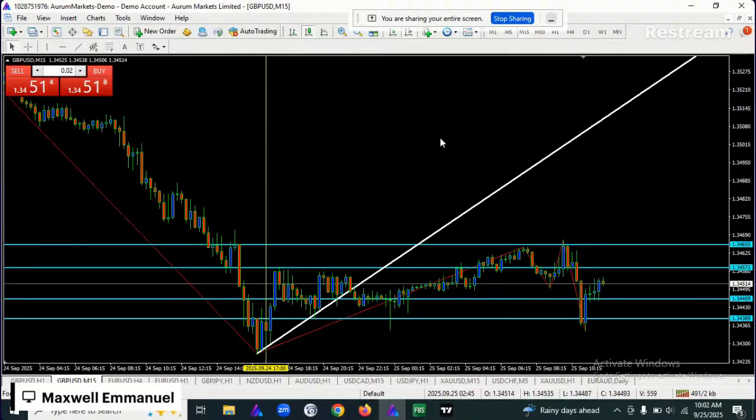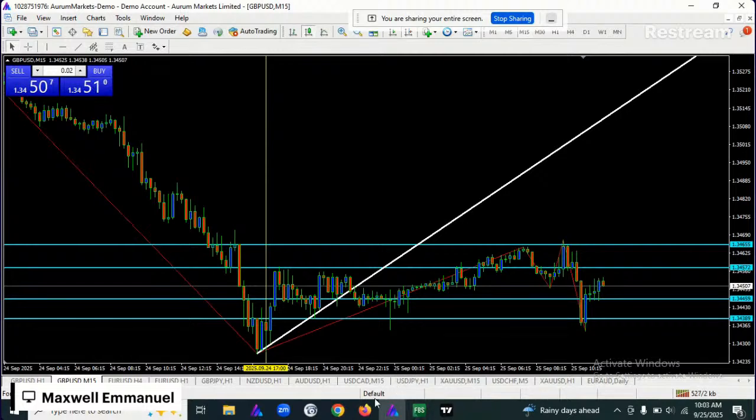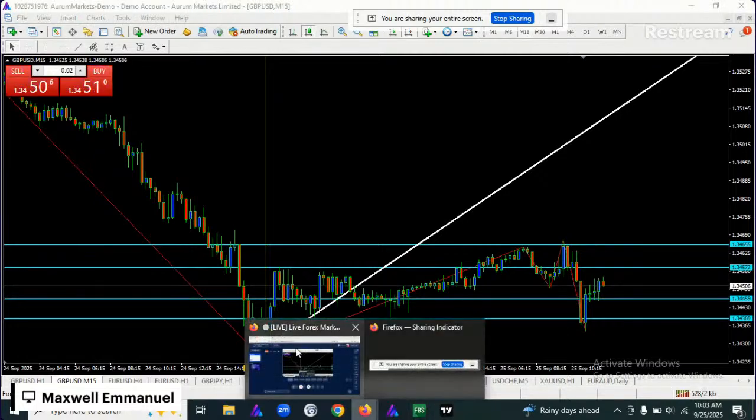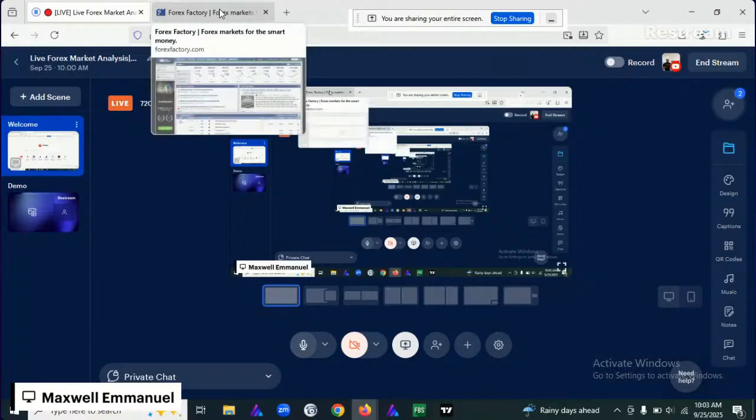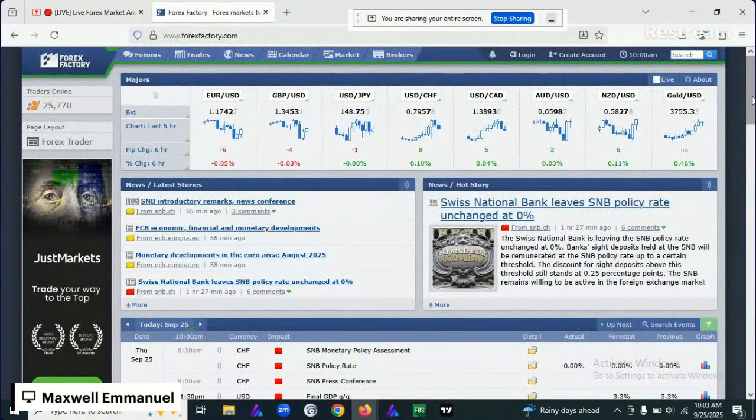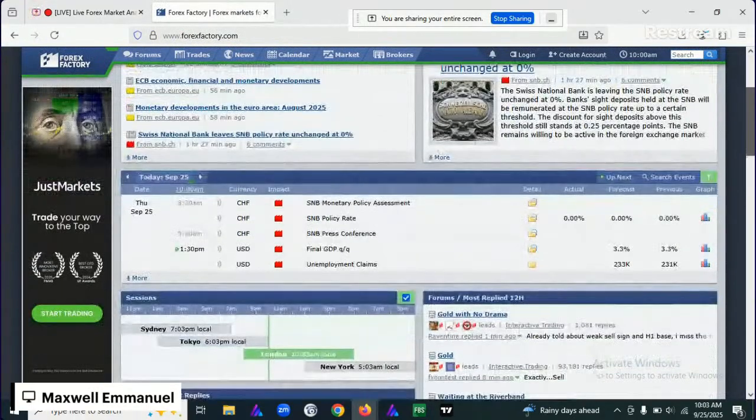Today is 25th September, and you can see that since last night GBP USD and most of the USD pairs have been ranging. They've been in the range, and the reason for that is the US GDP data that will be released later today by 1:30. That is the reason most of the USD pairs have been ranging.